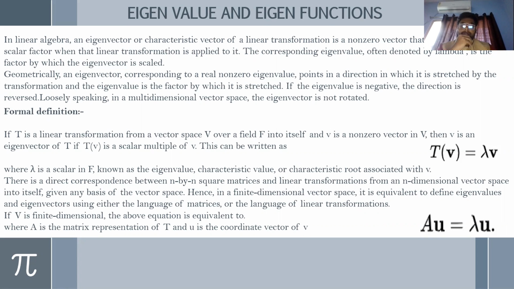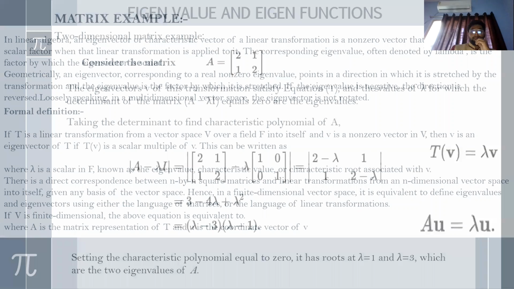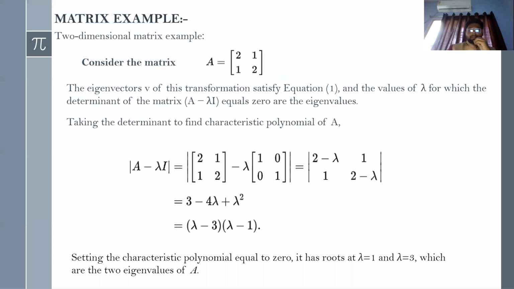T of V is equal to lambda V, A of U is equal to lambda U. From that equation, A minus lambda I of U is equal to 0. This is the equation for eigenvectors and eigenvalues. Here is a matrix example of a two-dimensional matrix.